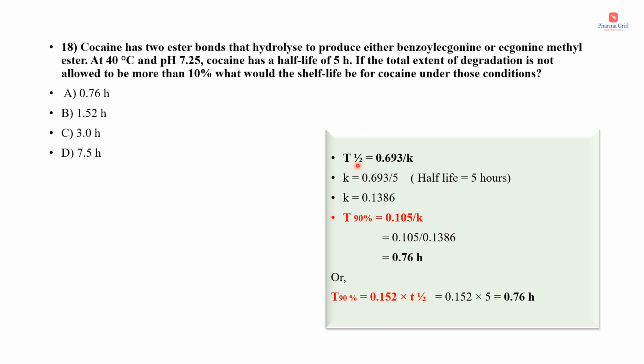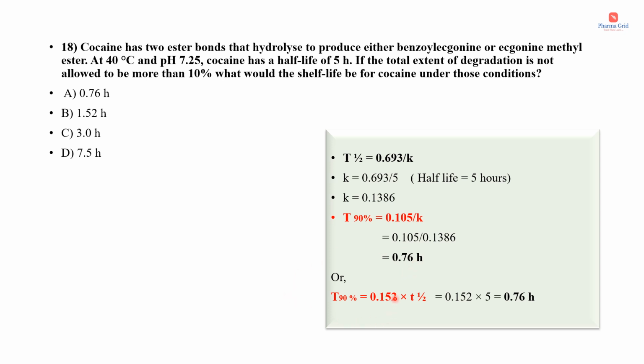The equation to calculate T half or elimination half-life is equal to 0.693 divided by K, and this K value can be calculated from this equation. So K is equal to 0.693 divided by 5. Here the half-life is given as 5, so substitute 5 here. So we will get the value of K as 0.1386. Okay, next substitute this value in the equation for T90%, that is equal to 0.105 divided by 0.1386. So we will get the answer as 0.76 hours.